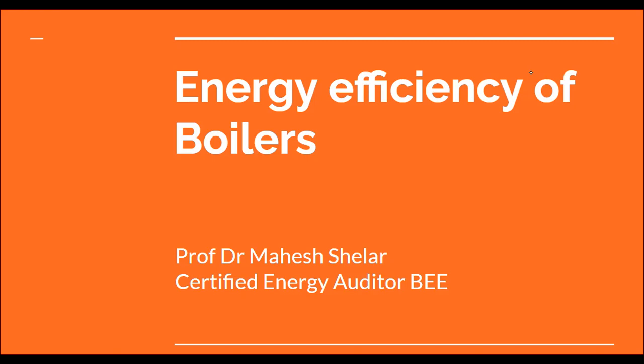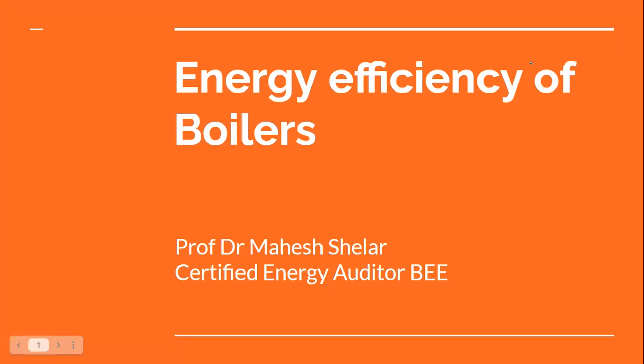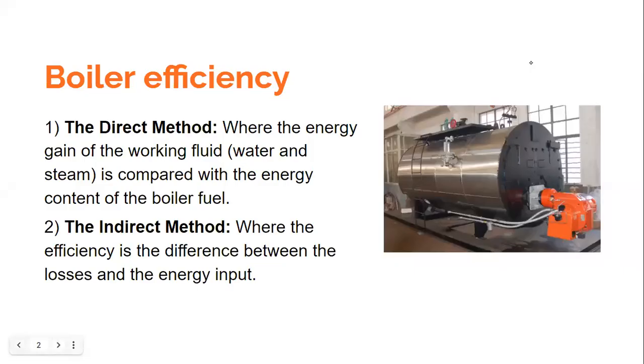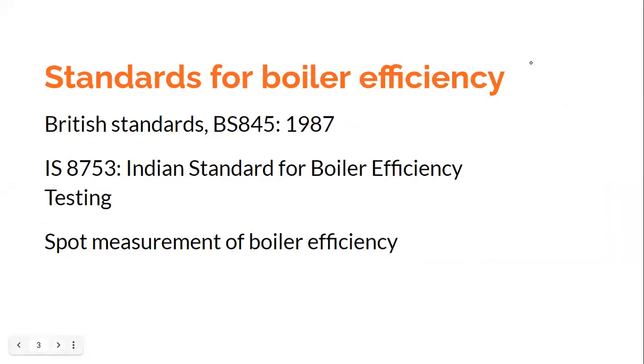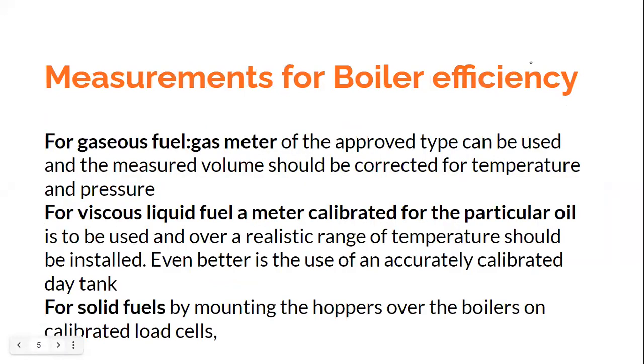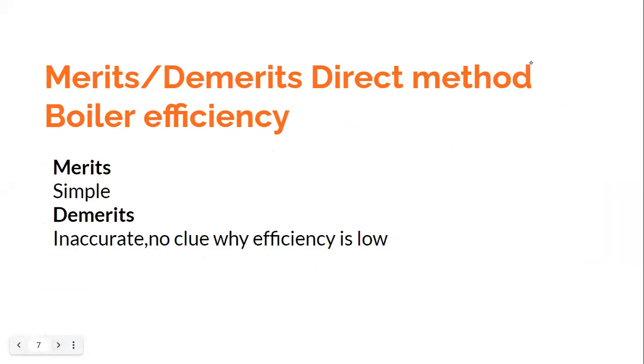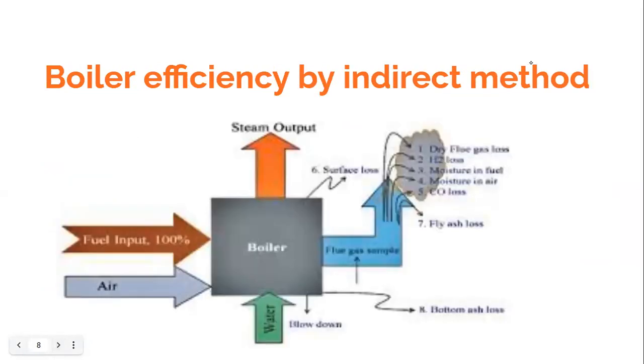So let us revise a few concepts before we begin with the actual problem solving. What did we learn in the last few lectures? We looked into the two methods, the direct method and indirect method. In the indirect method, we said that the efficiency is the difference between the energy input and the summation of losses. We talked about the standards for boiler efficiency test, the procedure which the auditors follow for doing the boiler efficiency calculations. And we said that the widely used test is not the direct efficiency test, but the efficiency calculation by the indirect method. In the indirect method, we calculate a number of losses.